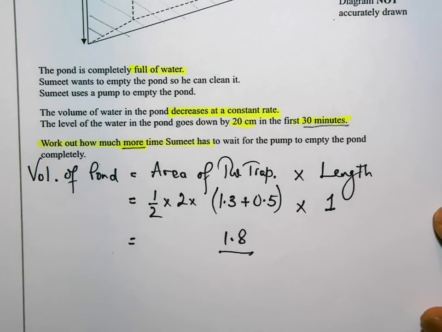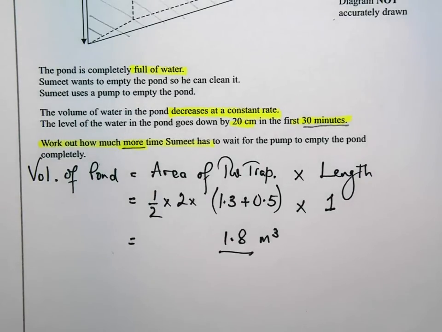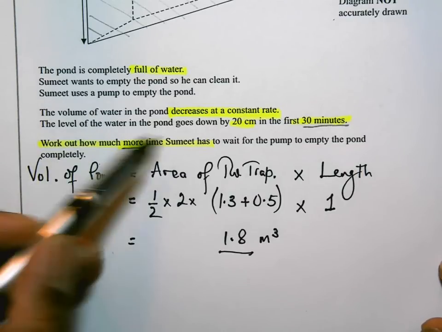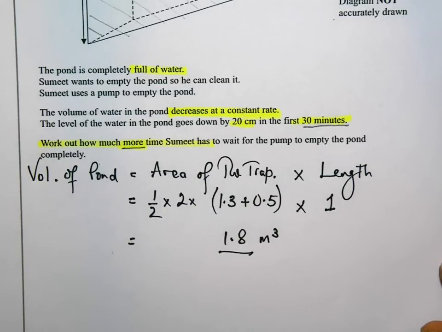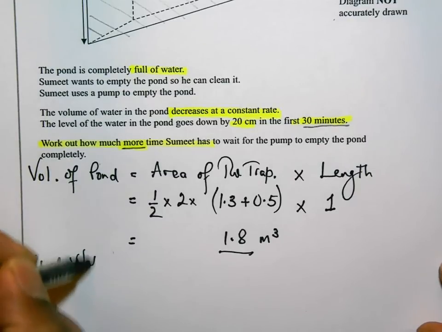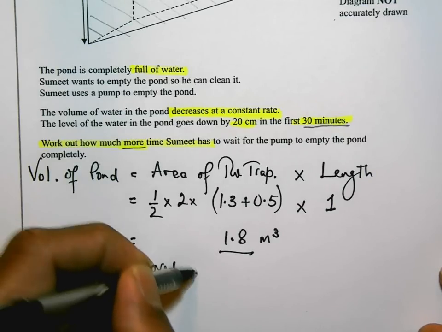Now, make sure you do that. Showing this information alone is going to pick you up some marks, so you need to make sure you actually do the stage and you get this bit. Now, if I go back to the question, the level of the water in the pond goes down by 20 centimeters in the first 30 minutes. So the volume of water removed in 30 minutes, how much is that equal to?